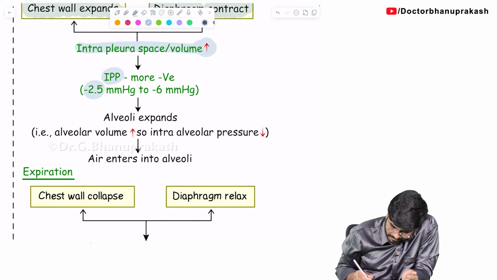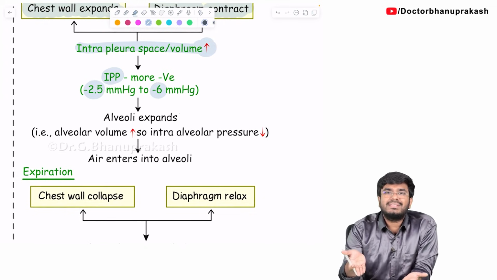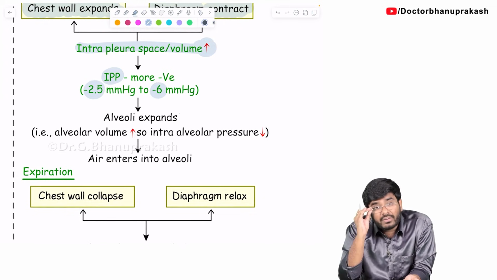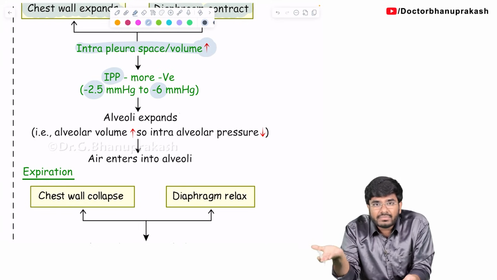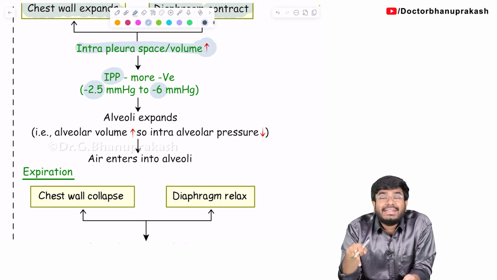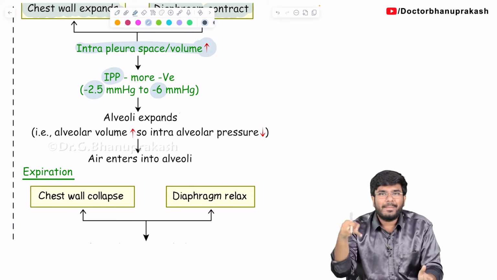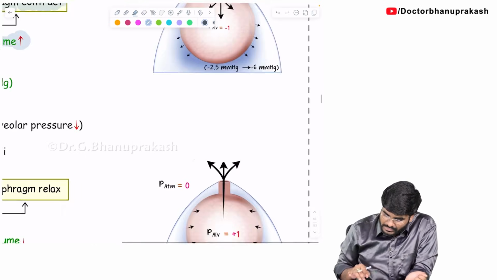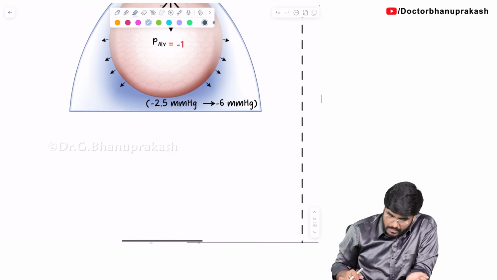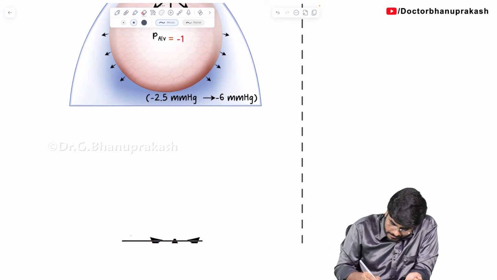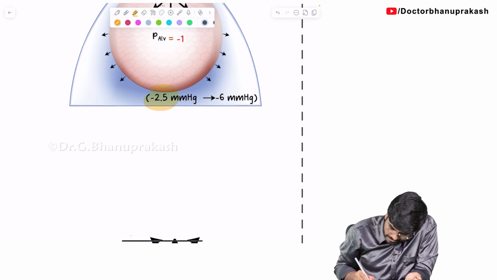From minus 2.5, it is decreasing to minus 6. Minus 6 is a lesser value, right? When compared to minus 2.5, minus 6 is less. So the pressure is decreasing. When volume increases, pressure decreases. That is what I am showing you here in this diagram. During inspiration, the intrapleural pressure goes from minus 2.5 to minus 6.